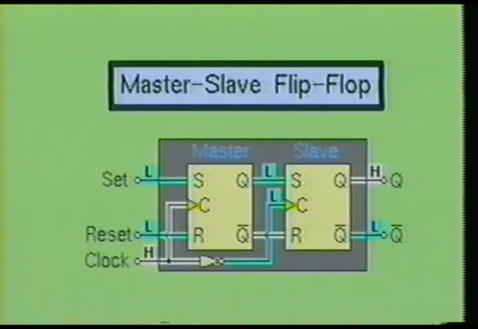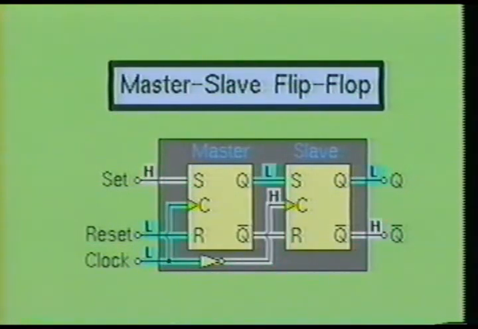When the clock input becomes high, or 1, then the clock input on the master flip-flop will become high, and the clock input on the slave flip-flop will become low. This causes the inputs on the slave flip-flop to become ineffective. Therefore, the slave flip-flop will store its previous information, even if the master flip-flop changes its state more than once while the clock input is high.